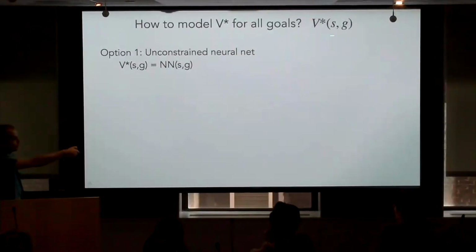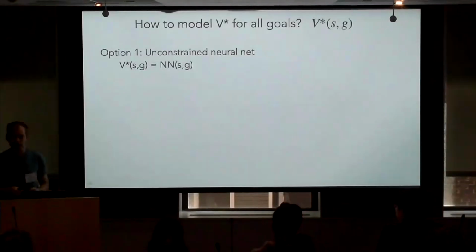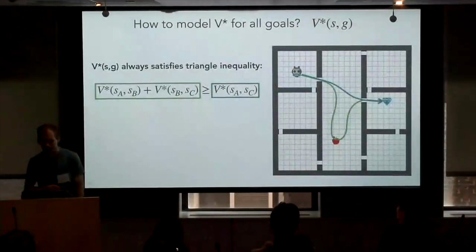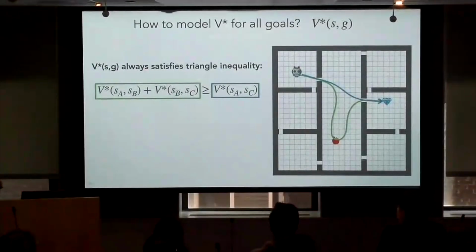So I'll model V star over state and goal for all goals in some environment, which, for simplicity, could just be all states. How do I get from any state A to any state B? I could use just an unconstrained neural net, and that should do it with enough data, right? Neural nets can be universal approximators, but we can actually do better because it turns out there's a lot of structure that's shared between different goals.